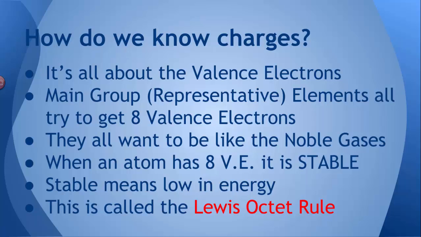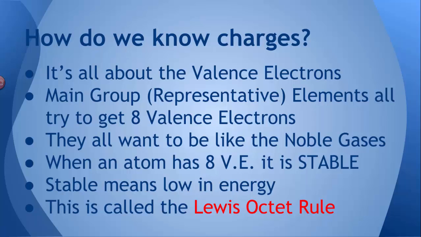You remember Lewis? He's the guy that came up with the dot structures. He worked with electrons. Well, Lewis also came up with this rule that all atoms try to have 8, octet, 8 valence electrons. So that's the Lewis octet rule. And all atoms will try to do this.